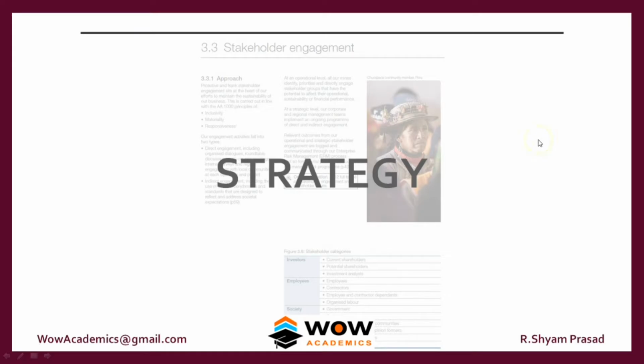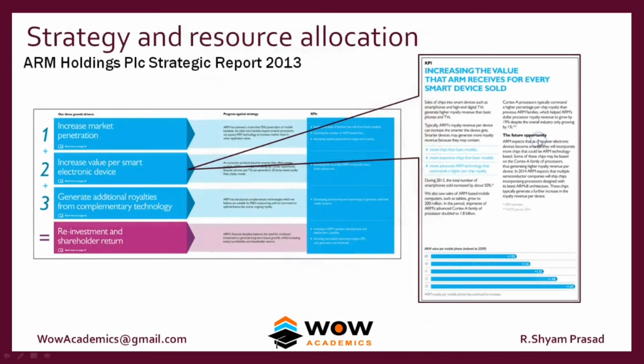The integrated annual report also tells about the strategy of the company. What are they trying to plan? This company ARM is a chip making company, something like an Intel chip. So this company wants to increase market penetration. They want to sell more chips. They want to increase the value per electronic device.